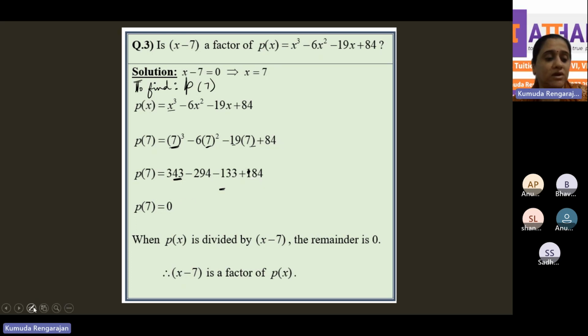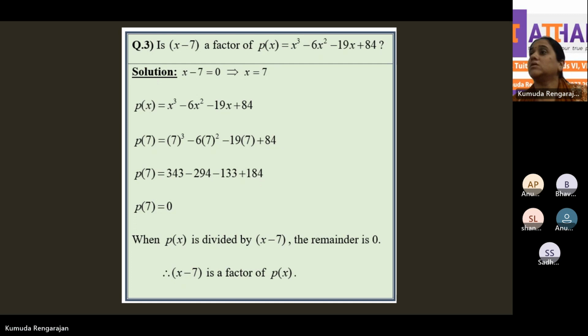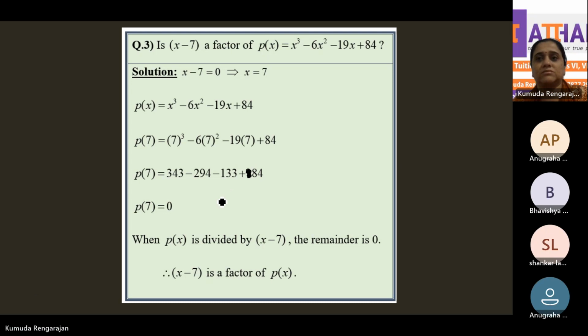Oh, 1 minute. Children, you all got 0? Let me check. Yes, ma'am. 343 minus 294 minus 133. Yeah, this is a typing mistake. While typing, I've made a mistake here. There's only 84. Yeah, it's correct. While typing, by mistake, I put 1 there. That's all. It is 0. P of 7 is 0.